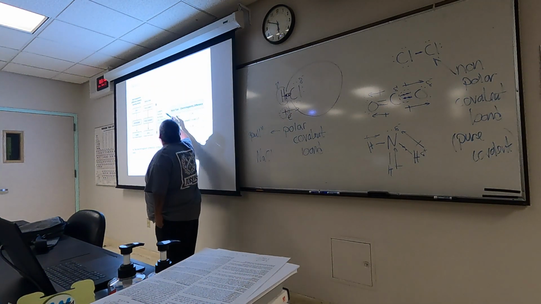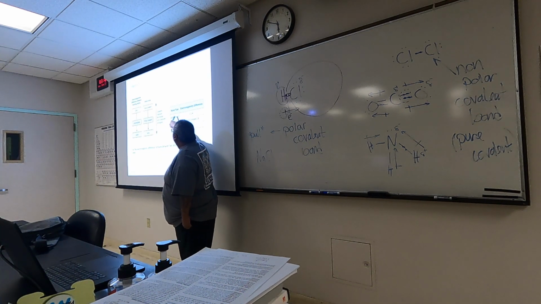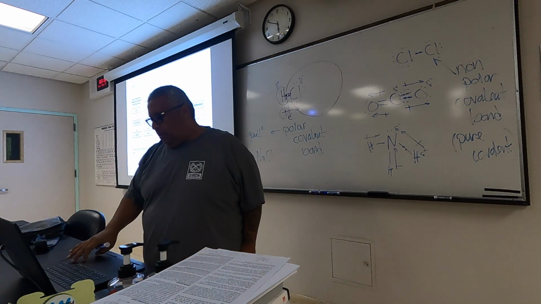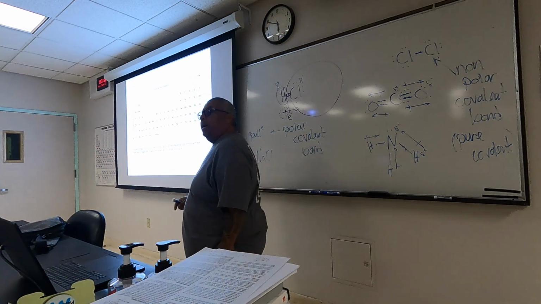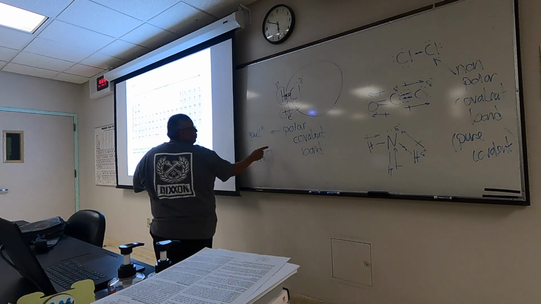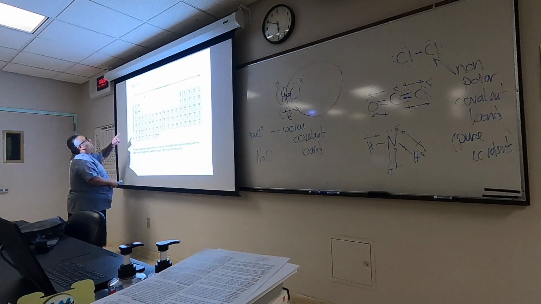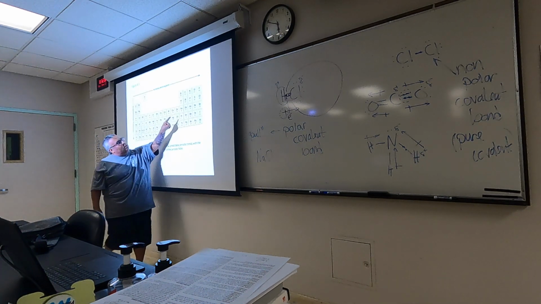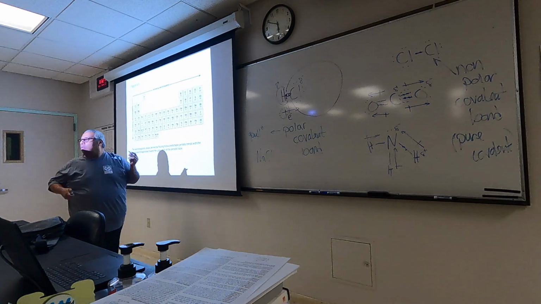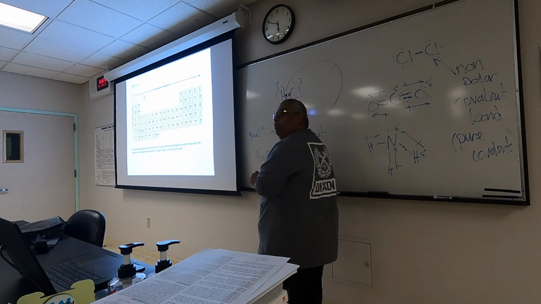So we see the electronegativity difference here between these non-polar, polar covalent, and ionic bonds. And we can use this chart here to help us determine these types of bonds. So let's take sodium chloride, 3.0 and 0.9. What is the difference between 3.0 and 0.9? 2.1. So the difference here is 2.1.